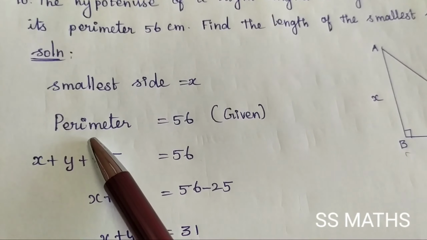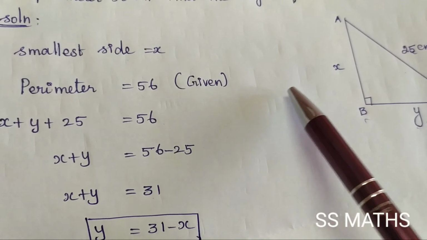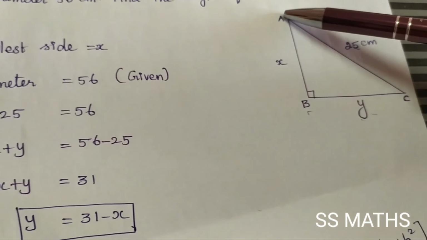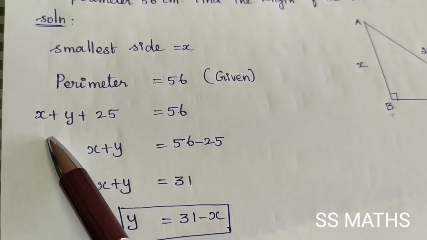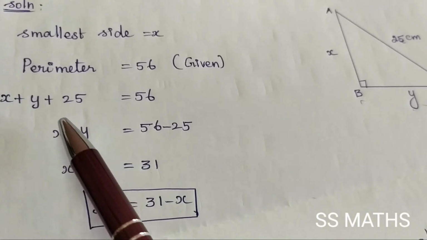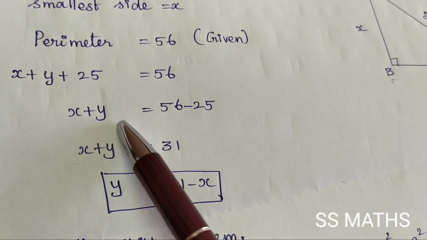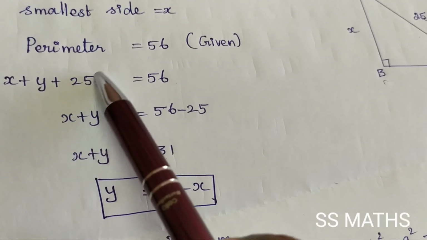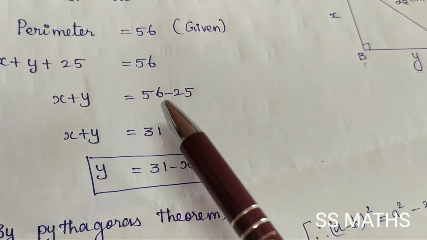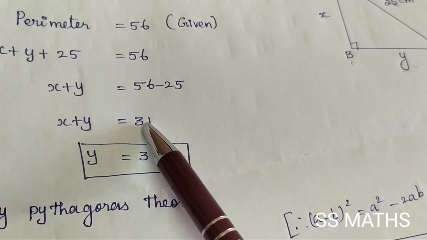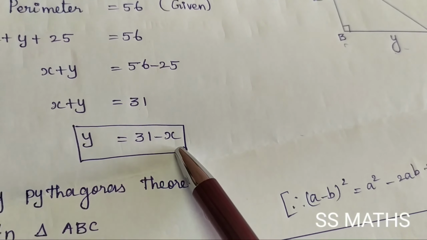Given la perimeter kuduthirukanga, perimeter equal to 56, it is a given. Namakku perimeter of the triangle formula theriyum, three sides add pannu. Namakku first side AB, next BC plus AC. Appa AB oda value x, BC oda distance y, AC oda distance 25 equal to 56. Appa x plus y plus 25 equal to 56, the plus 25 change to minus 25. X plus y equal to 56 minus 25, 31. Y find panirukkom. 31 the plus x change to minus x.